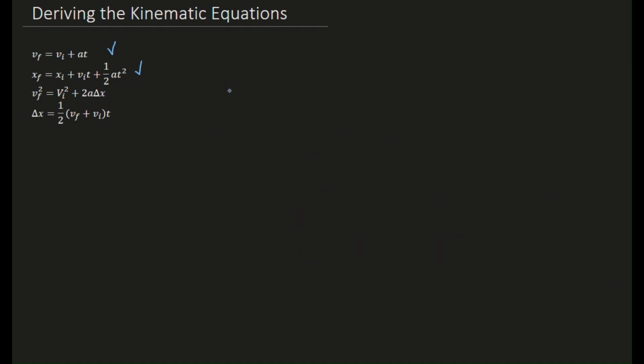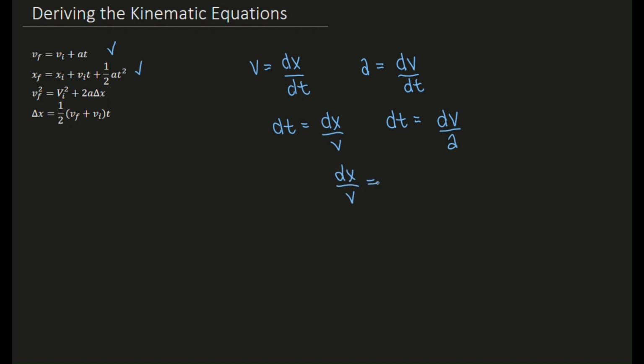My third equation is derived from using both expressions: that velocity equals change in position over change in time, and that acceleration is change in velocity over change in time. If I solve both equations for change in time, I get change in time is equal to change in position over velocity, and change in time is equal to change in velocity over acceleration. I can now set these two expressions equal to each other. So change in position over velocity is equal to change in velocity over acceleration.